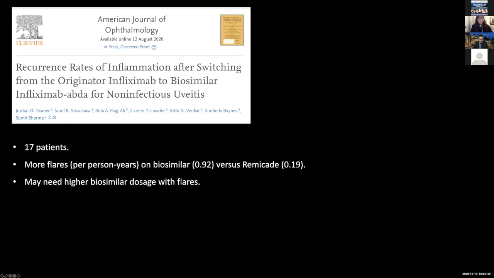And also the patients who had these flare-ups required a higher dose of biosimilar to control the flares compared to the original product. And I think this is going to be of increasing interest as we are seeing, for example, rituximab being available as a biosimilar and there being a requirement to initiate biosimilars as a first-line treatment.